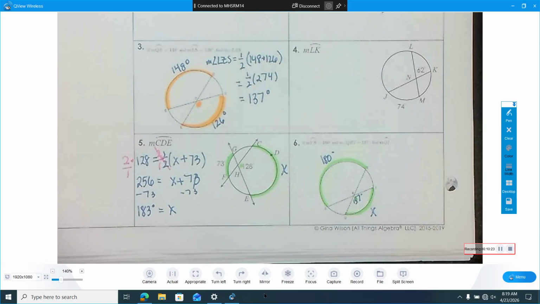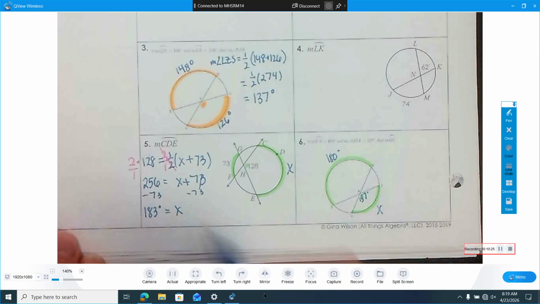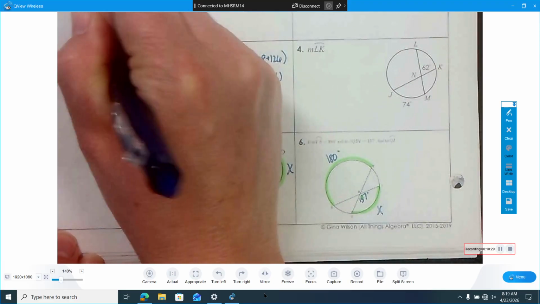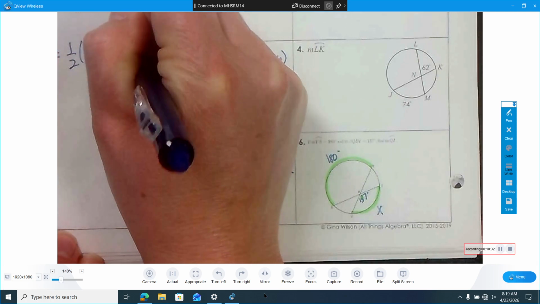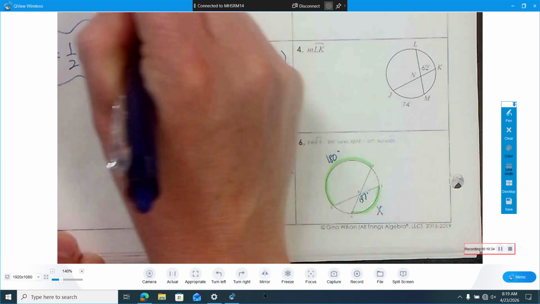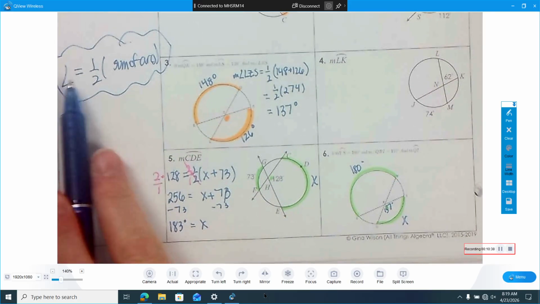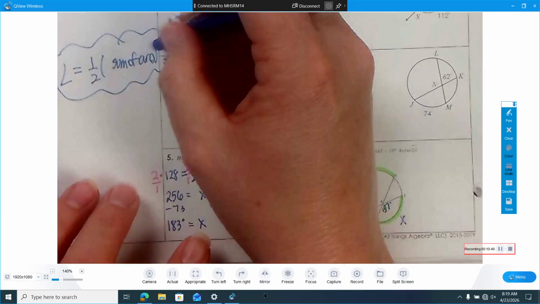Remember, the formula is, I'm going to write it down. The angle equals half the sum of arcs. And that's a good way just to remember it, the sum of the arcs that it intercepts. The angle equals half the sum of the arcs.